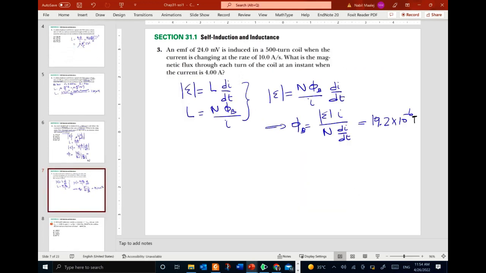And you get the flux, it is equal to 19.2 microwebers, I think, not Tesla. So this should be microwebers. Okay, next problem.